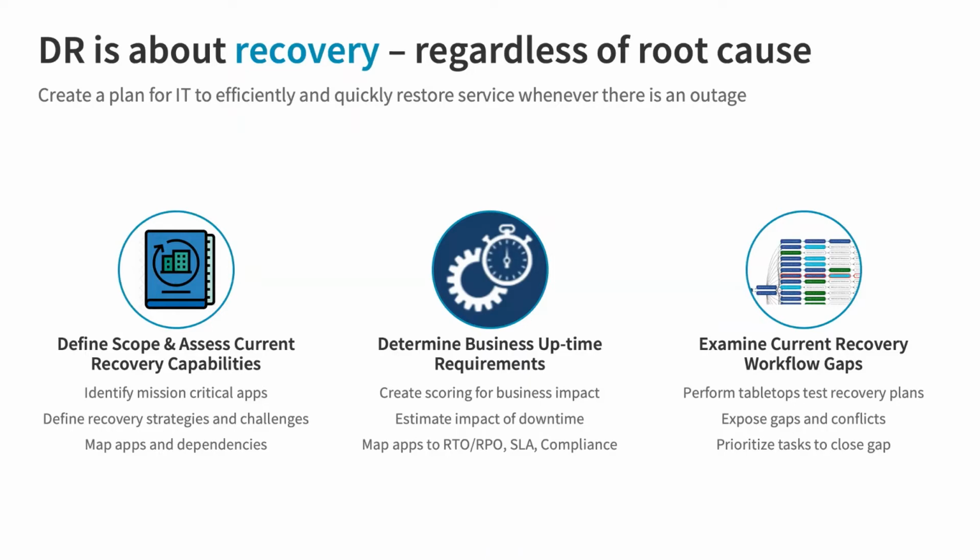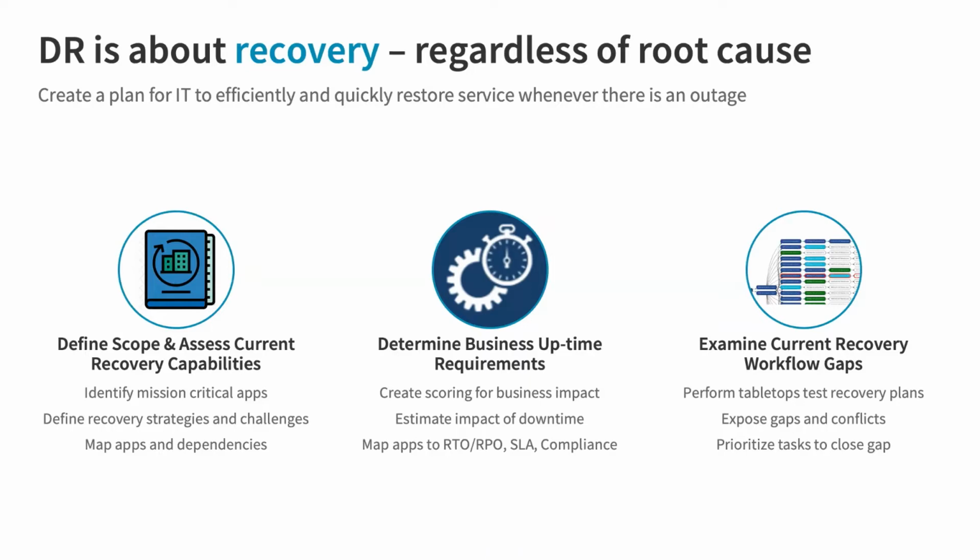Then it's time for teams to work together across silos to test recovery plans, validate them, identify gaps and conflicts, prioritize tasks to close those gaps, and then retest. Now, testing your DR plan may sound obvious, but even though 95% of companies have DR plans, they're tested very infrequently. And 23% of organizations never test their DR plans at all.